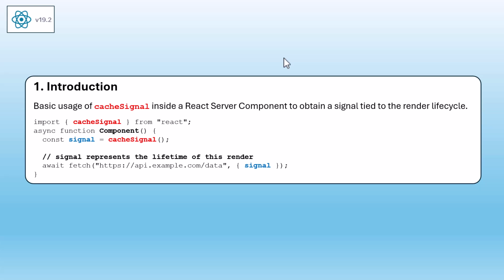In practical terms, it gives us a way to react to the moment when React decides that a server render is done, aborted, or failed, and therefore any associated work should stop. It is important to emphasize from the start that cacheSignal is currently designed only for React server components. It is not meant for client components today, even though it may expand to them in the future.